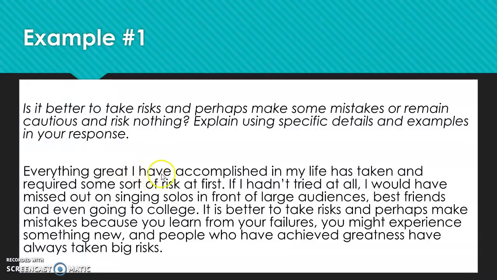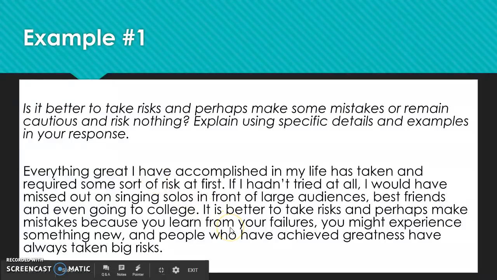And then the way that I bridge from this generalization sentence to my thesis statement is that I share some personal accomplishments. So if I hadn't tried at all, I would have missed out on singing solos in front of people, making new friends, and going to college, because those are three things that I've done that did require some risk for an introvert like myself. I can't just go from this generalization to my thesis because I haven't shared anything that I've accomplished. So it's important to share at least a few general examples to bridge your hook to your thesis statement.